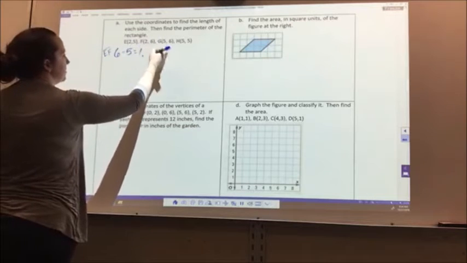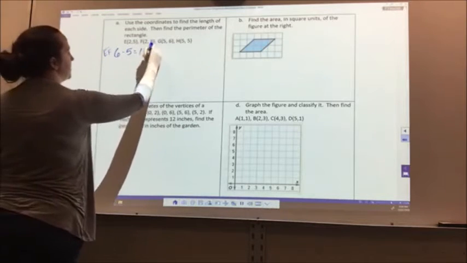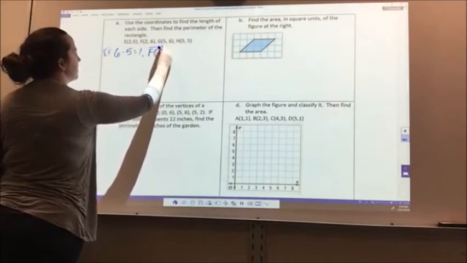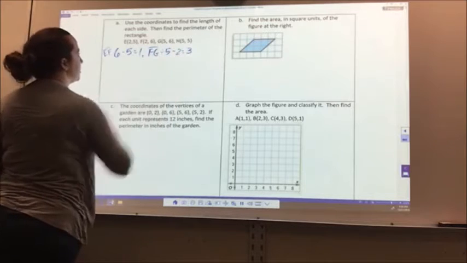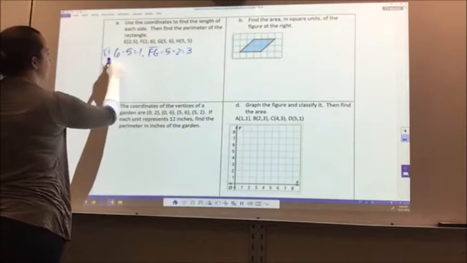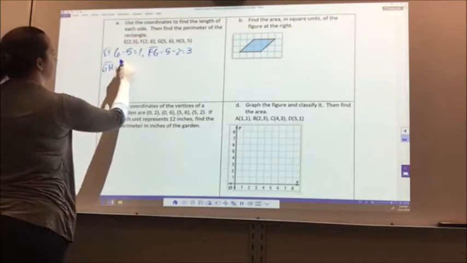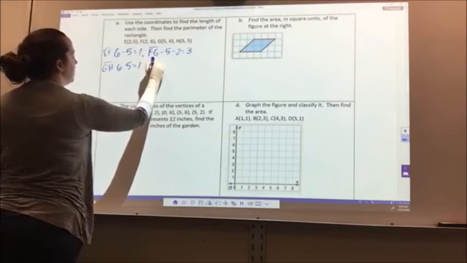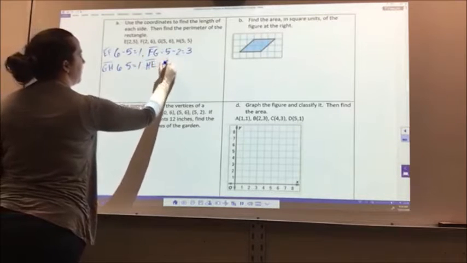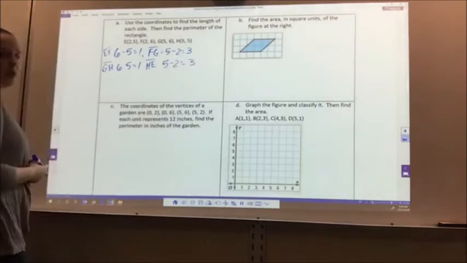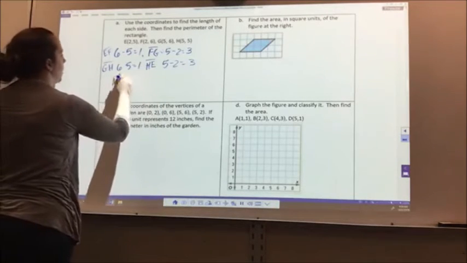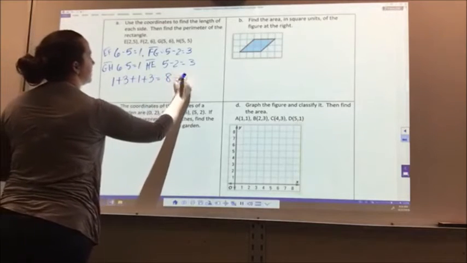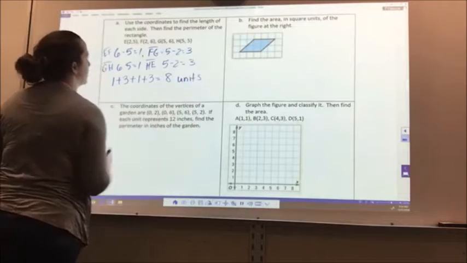F to G, they have the same y values, so I subtract my x values. So that's 5 minus 2, which is 3. G to H is 6 minus 5, which equals 1. And H to E is 5 minus 2, which is 3. And I'm finding perimeter, so I add up all my sides. 1 plus 3 plus 1 plus 3. So 4 plus 4 is 8. And they didn't give us any units, so 8 units.